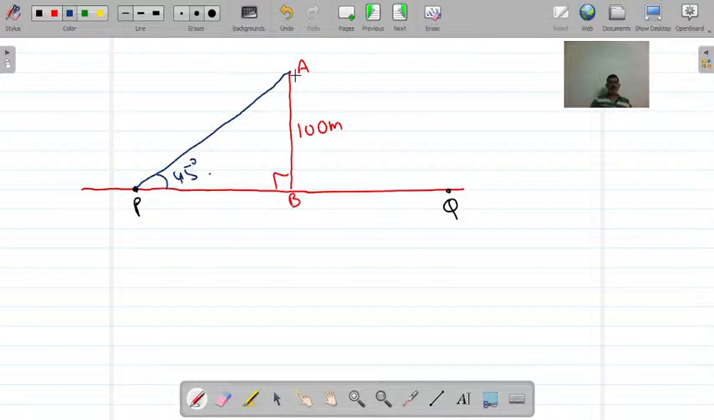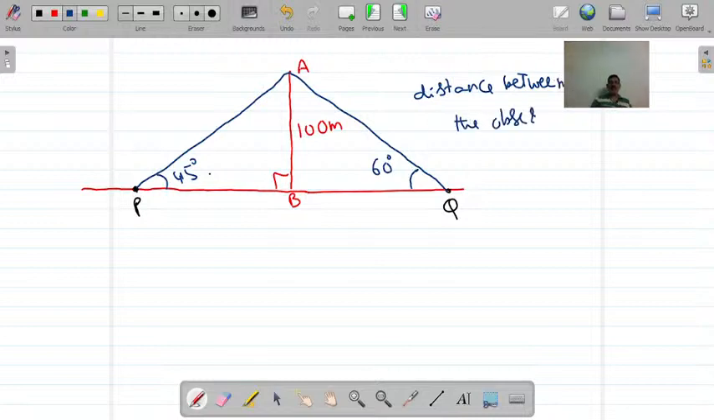And from the other side, the other person is observing the top of the temple at an angle of 60 degrees. Then find the distance between the observers. So what is the position of observers now? P and Q are the positions of observers. P is the position of one observer, Q is the position of another observer. So we want this distance. This is what I have to find.